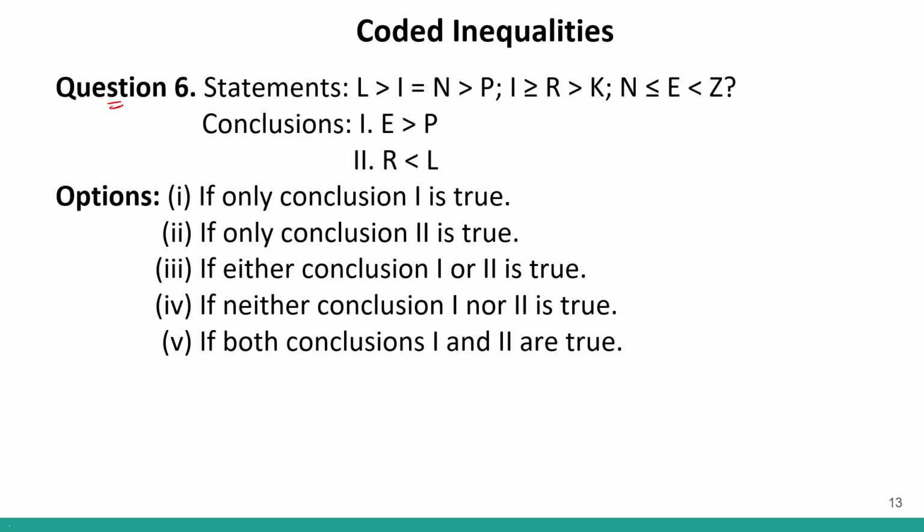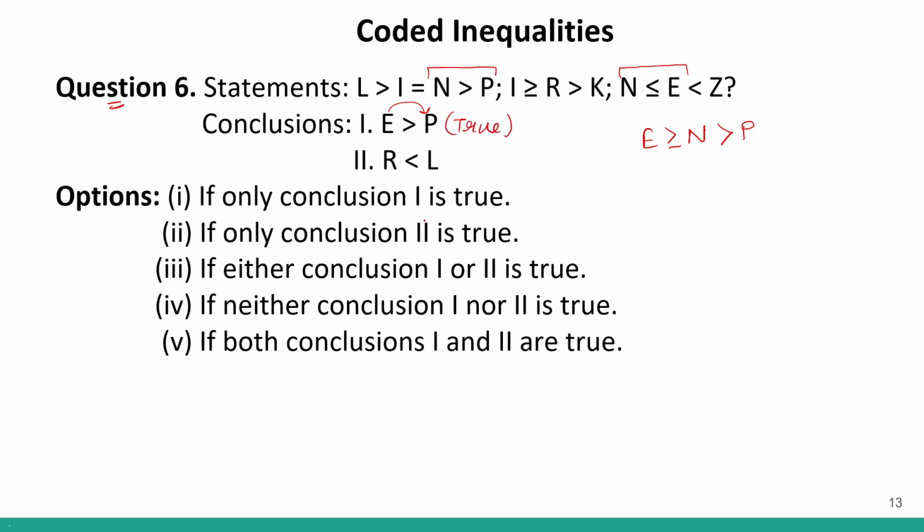Moving on to question number 6. Again, a statement is given to us, and we have to find out the conclusion. Now, E is greater than P. That means we have to move from E to P. So over here I can see the relationship between E and N, and the relationship between N and P. So E is greater than or equal to N and N is greater than P. Correct? Based on this much information, I can definitely conclude that E is greater than P. So this will become true.